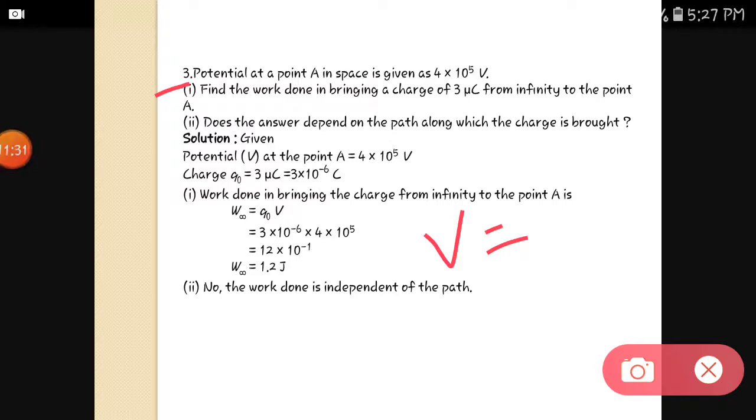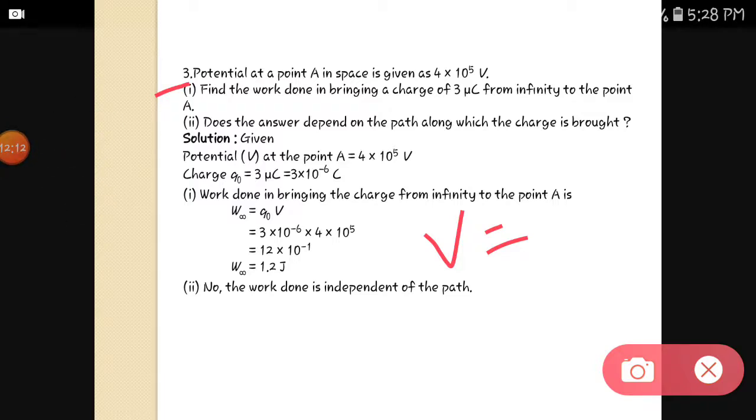As we are bringing a charge of 3 microcoulomb from infinity to a point A, some work has to be done, and that work we are going to find out. That is the first part of this numerical. Let's see what the second part is. The second part is, does the answer depend on the path along which the charge is brought? Not at all. It doesn't depend on the path. So it is independent of path. You can write the answer over here: no, the work done is independent of path.